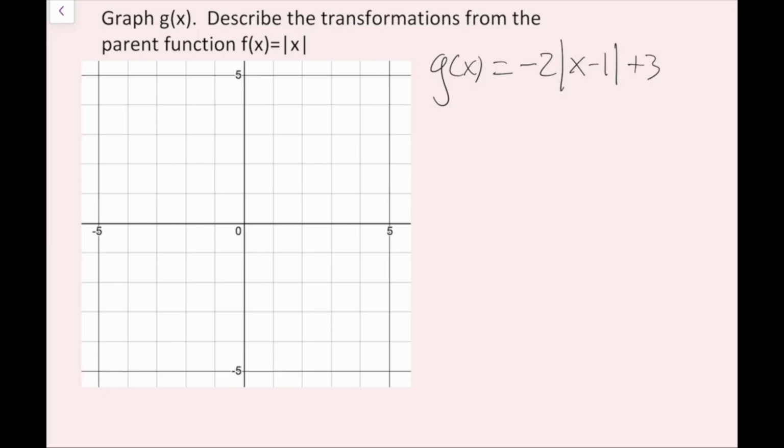So we're going to graph g of x, and then we're going to describe the transformations from the parent function f of x equals the absolute value of x. So anytime I'm graphing an absolute value function, the first thing I want to do is find the vertex. Then what I want to do is figure out whether or not it is going to be a V-shaped graph or upside down V-shaped graph. And then last, what I want to do is figure out the slope, and there's going to be a positive and negative slope. So I really just need the absolute value of that slope. And that number is just going to be the number that's being multiplied by either x or the absolute value symbol.